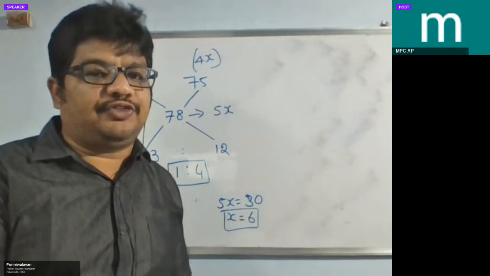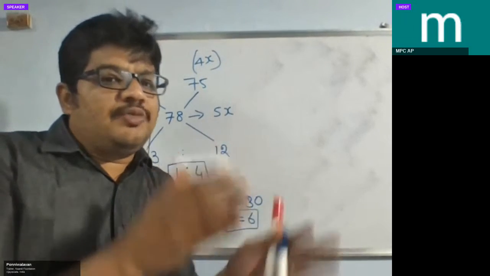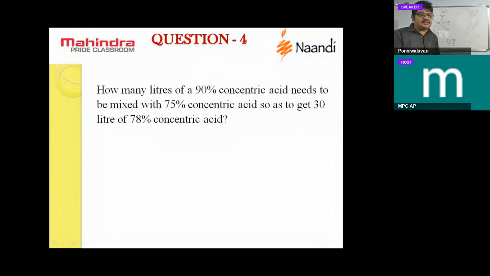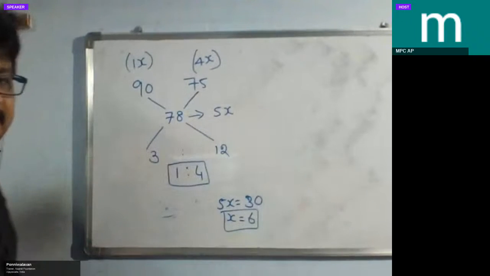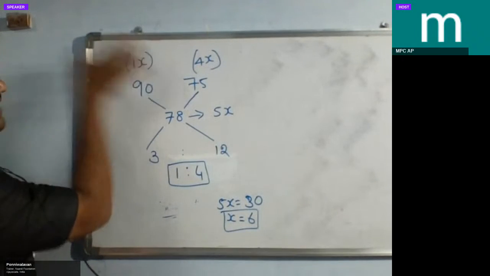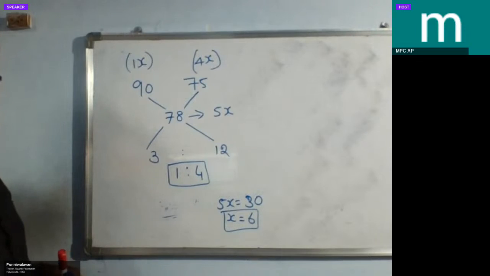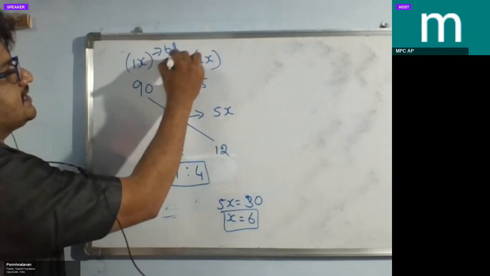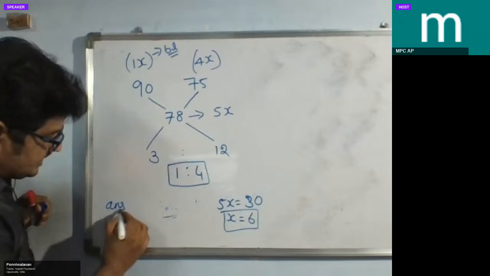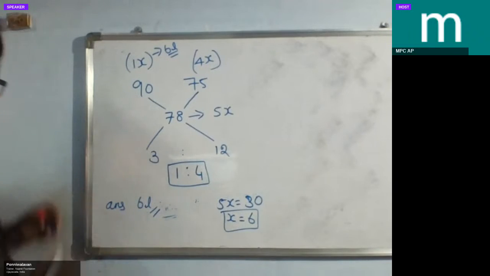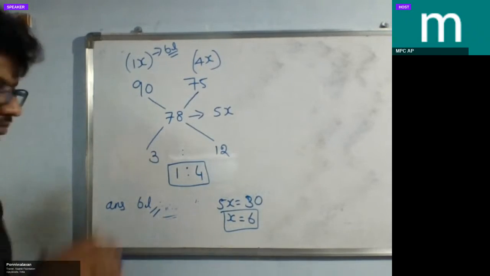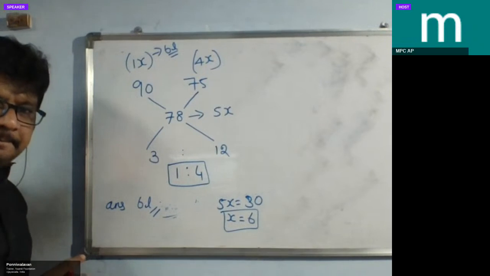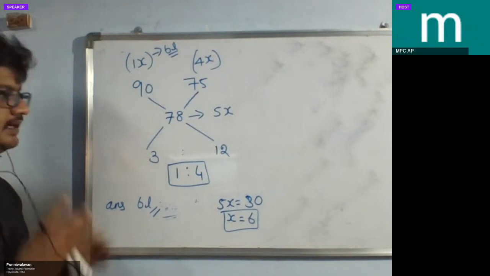Okay. Now again, read the question carefully and tell me which value we need to find. How many liters of 90% concentrated acid? 90% concentrated acid is how many x? 1x. So how many liters is it then? 6 liters. So the answer is 6 liters. Is it clear?